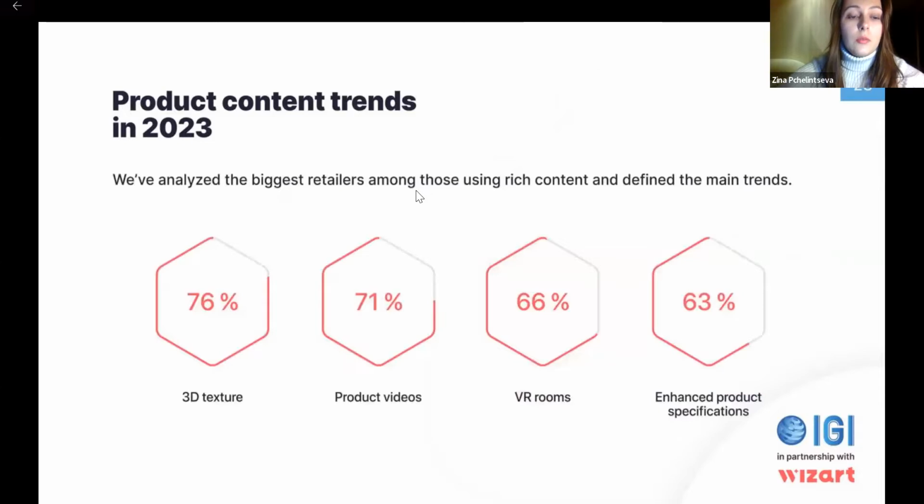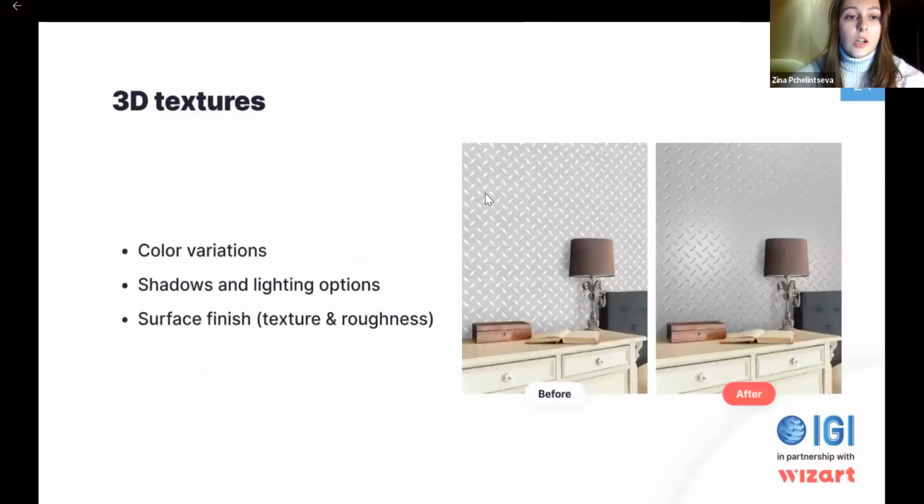So today we would like to present to you one of the most popular product content types, and we analyzed the market of the retailers that are already implementing rich content into their buying processes. Here we defined 4 major types of product rich content currently used on the market. These are 3D textures, product videos, VR rooms, and enhanced product specifications. We will start with the 3D textures.